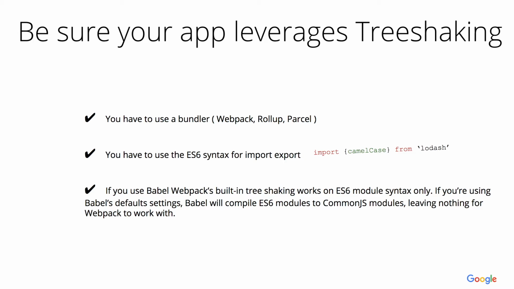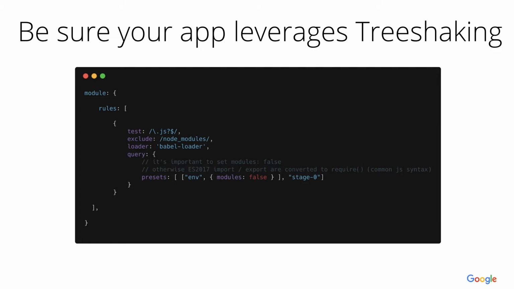Here, an important catch: if you use Babel, there is a high chance that your ES6 module syntax for import export is transpiled to CommonJS. If you do that, tree shaking will not work, because Webpack will not find any ES6 declaration to work with. So be sure that you deactivate that to use tree shaking. Here, for example in Babel, I put modules at false.